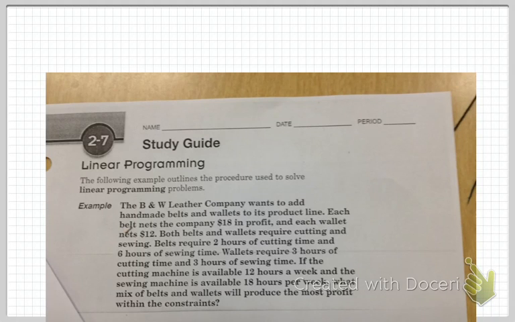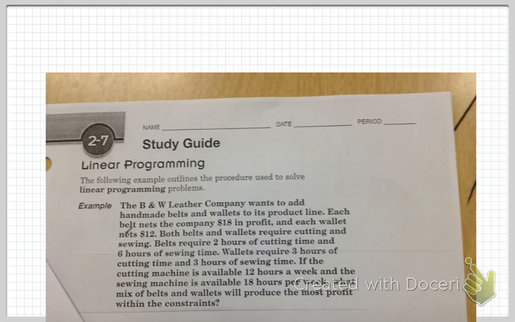All right, if you look at this one, B&W Leather wants to make belts that they get 18 bucks a piece profit and wallets in which they get 12. The belts require 2 hours cutting time and 6 hours sewing time, and the wallets require 3 hours cutting time and 3 hours sewing time.